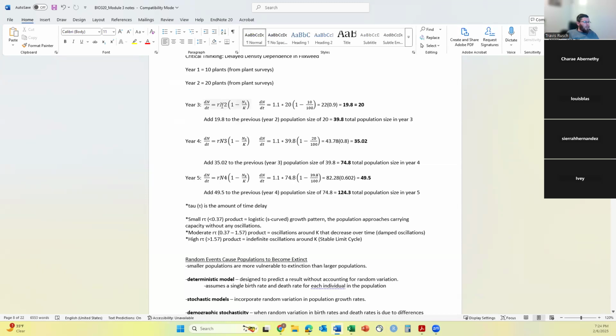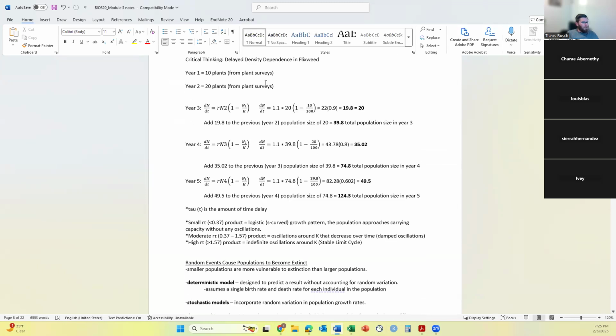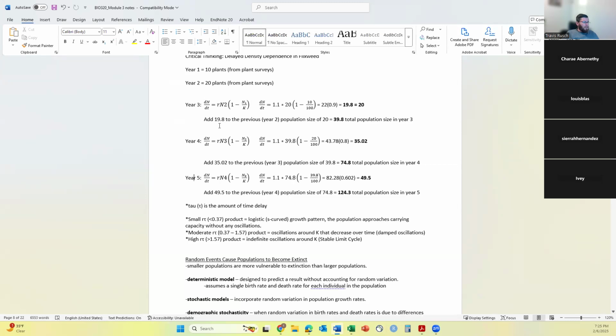And we change these values in the equation, right? To calculate year 3, we need the value from year 2 and 1. We plug those values in that we were given up here. The R we were also given in the question. It gives us our 19.8, which we can round to 20 if we want. And we add that to the previous year to give us 39.8. So 19 plus 20 gives us 39.8 or 40, depending on how we want to round it up.